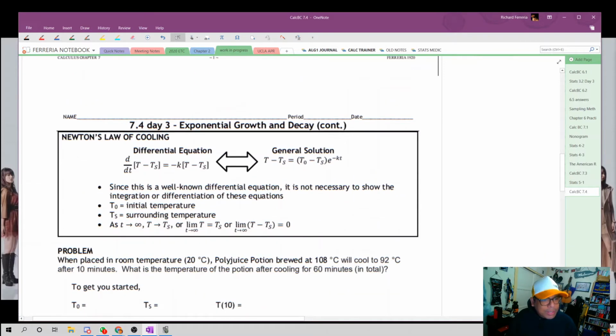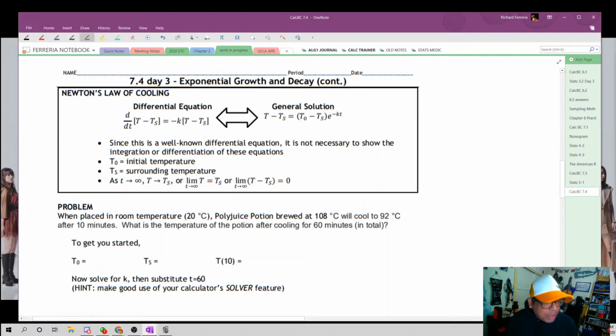So here is Newton's law of cooling. We've got the differential equation and the general solution. Like always, you don't necessarily have to keep solving this differential equation over and over again, since it is the same differential equation as exponential decay. So generally, people go straight from the differential equation to the general solution.